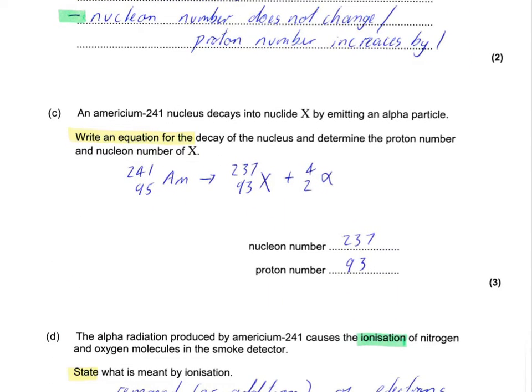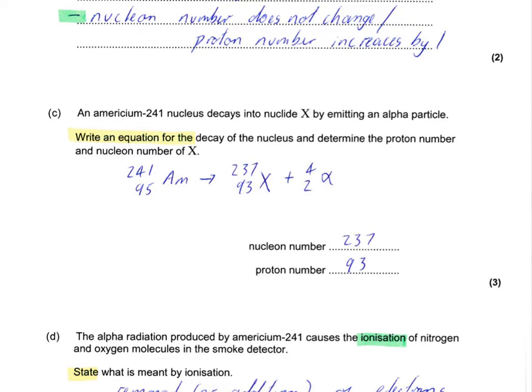So that americium then decays into nuclide X by emitting an alpha particle. Write an equation for that decay. So 241, 95 americium going to 243, 93 X. We don't know what that is. We could look it up, but we're not asked to.